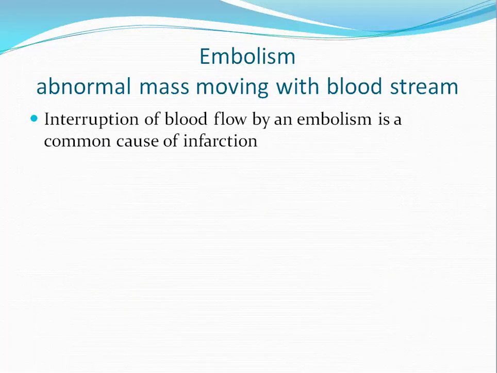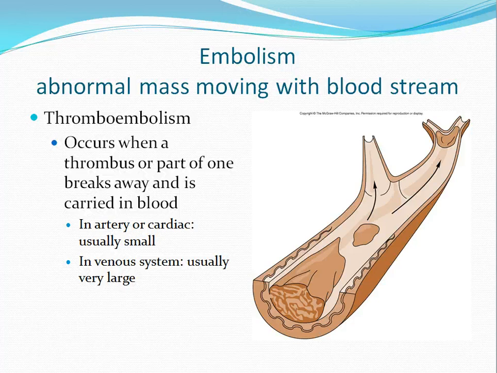Another structure to look at is an embolism. An embolism is an abnormal mass that moves with the bloodstream. Interruption of blood flow by an embolism is a common cause of infarction. One type of embolism is a thromboembolism. This is formed when a thrombus or part of a thrombus breaks away from the vascular wall and is carried away in the blood. If it is from an artery or the cardiac surface, they are usually small and made up of fused particles in fibrin. If they come from the venous system, they are usually larger due to the large red cap of coagulated blood.